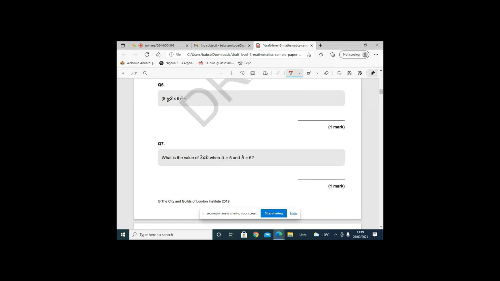Okay. So this one said 8 plus 2 times this. So what you have to do for this one is the multiplication first. 2 times 6, 12, plus 8, 20. It will be 20 squared. 20 squared means what? 20 times 20. So what is 20 times 20? 400, yes. Just do 2 times 2, which is 4. Then how many zeros are there? 1, 2, that's all.